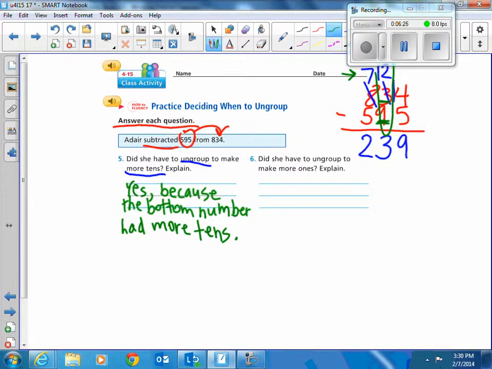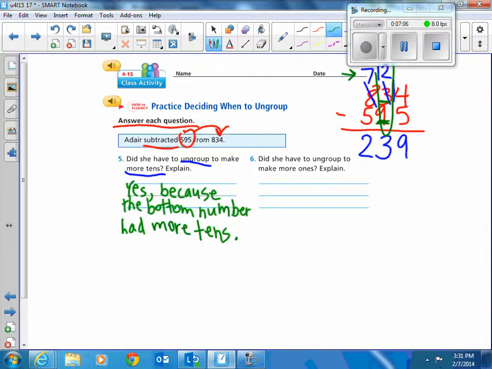And remember, boys and girls, when we're doing subtraction like this, our top number has to have more than the bottom number. Of course, we know that the biggest number goes on top, but each place has to have a bigger number on top as well, because otherwise we can't just subtract 9 from 3, right? We can't have $3 and then say, hey, I want 9. I just can't do that, right? So that's my explanation. Yes, we had to ungroup to make more tens because the bottom number had more tens than that top number, right? Is that making sense, boys and girls? How we had to answer that?